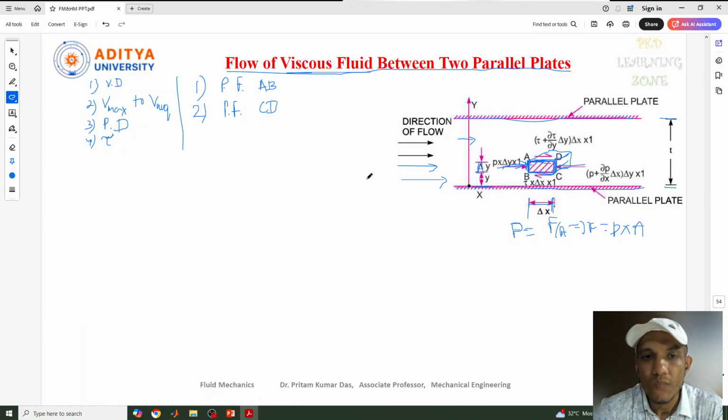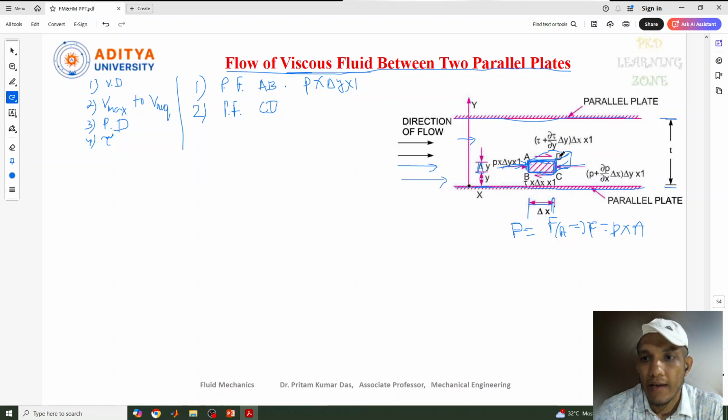Here the pressure we don't know, but we need to write what pressure force is going to act on this. So I can write the pressure force on the AB face is nothing but the pressure P acting on the area. The area is the height of that object, and the width of this object we can consider as 1. So this is P delta Y into 1.